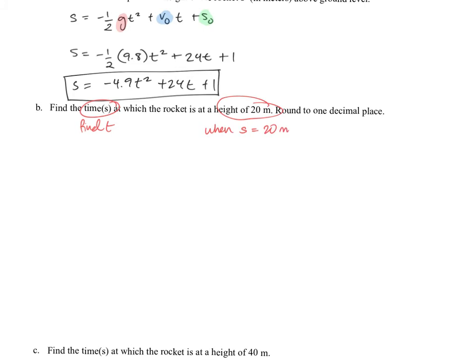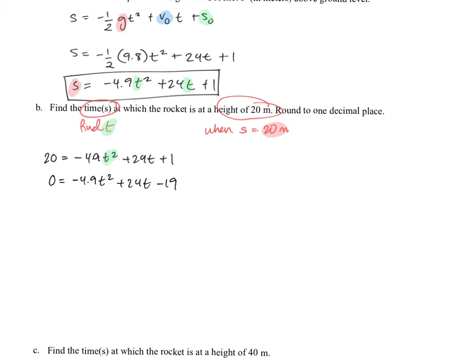So I want to find t when s is 20. Let's plug those in and solve. When s is 20, we get 20 equals negative 4.9 t squared plus 24t plus 1. Now we're solving for t, which means we are solving a quadratic equation. I can't use the square root property because of the t to the 1 power, so I'm going to try the zero factor property. If I can't factor this, we're going to use the quadratic formula. Subtracting 20 from both sides, we get 0 equals negative 4.9 t squared plus 24t minus 19.